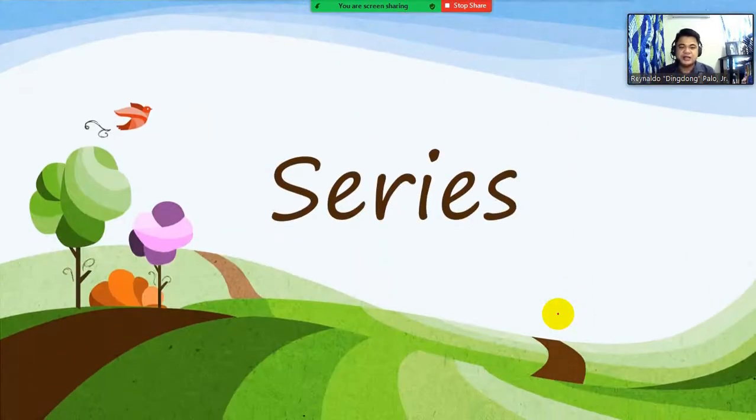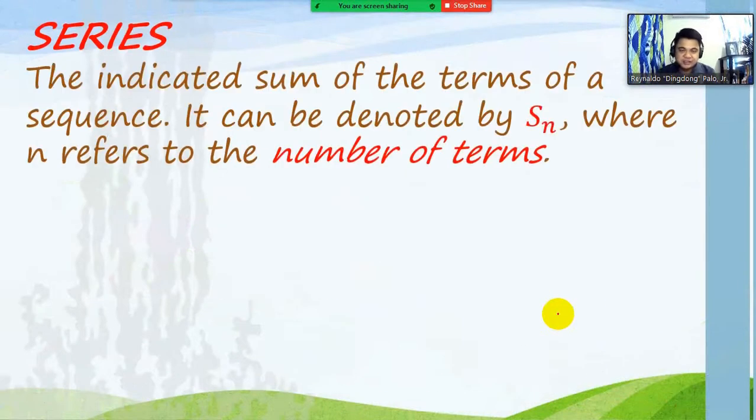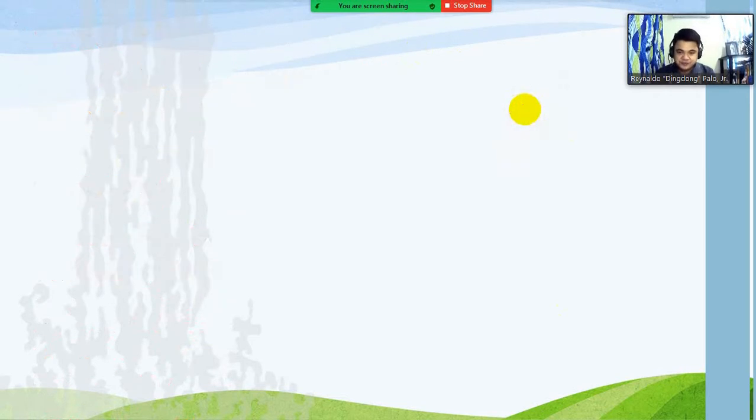Alright, so let's talk about series. We're done with the sequence. What is a series? This is very simple. The indicated sum of the terms of a sequence, that's the series. It can be denoted by S sub n. It means that we are talking about the sum of the n terms, where n refers to the number of terms. Types: we have finite series and infinite series.